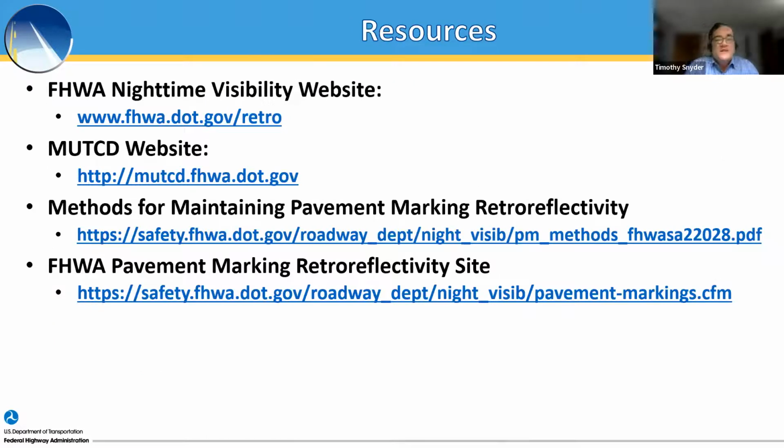Here's a quick look at some of the resources we have. We have a website. We have the MUTCD website. We got a nighttime visibility website. That methods for maintaining pavement marking retroreflectivity is a federal highway document that talks about those various methodologies that you could explore and use. And again, there's our pavement marking retroreflectivity site for your use. There's some good resources out there as well. So with that, Melissa, I think I'm done.